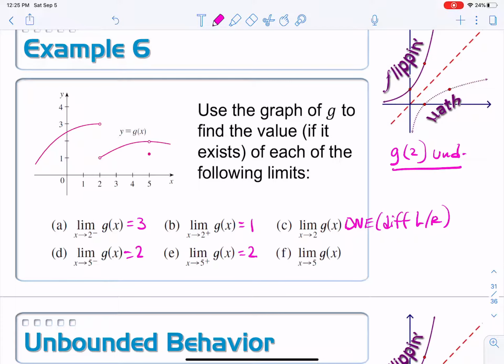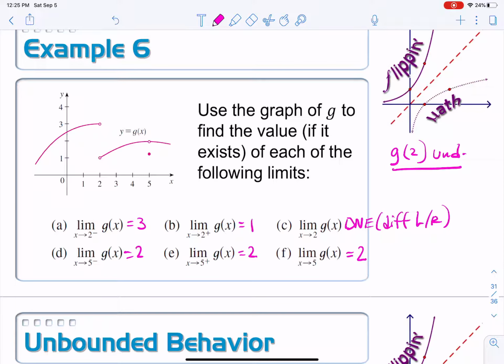Okay, and then on F, the limit as x approaches 5, there's no plus or minus, that implies both sides, of g of x, it's approaching 2 from both sides, as we can see here. Therefore, we can conclude that this limit is equal to 2. So the limit does exist because the left and the right side both approach the same unique value.